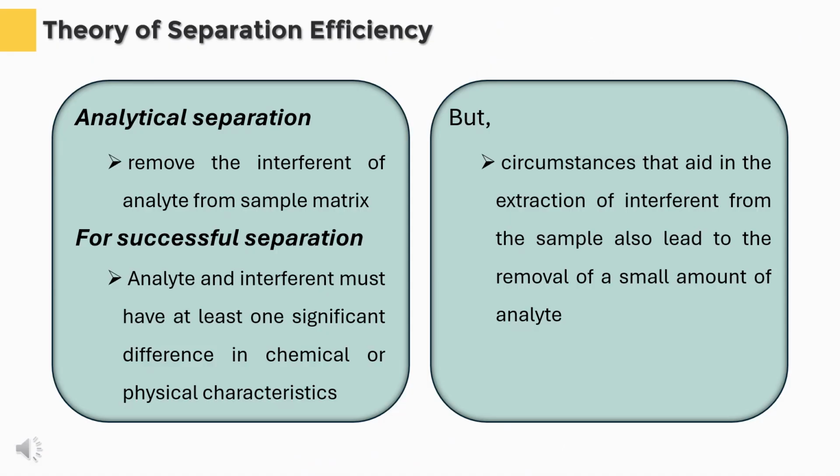The aim of an analytical separation is to remove the interferent or the analyte from the sample matrix. The analyte and the interferent must have at least one significant difference in their chemical or physical characteristics in order to successfully complete the separation. However, even possessing a significant difference in characteristics is insufficient for achieving separation if the circumstances that aid in the extraction of interferent from the sample also lead to the removal of a small amount of analyte.